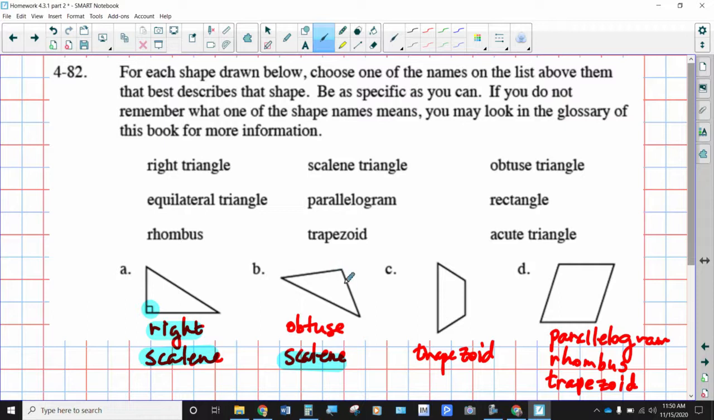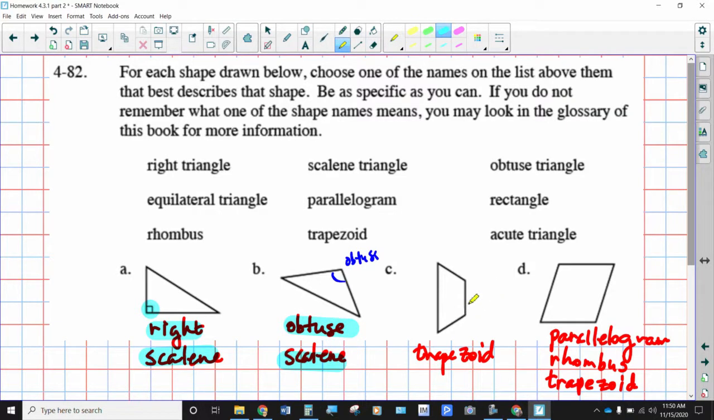A little bit wider. So if this is the angle that's a little bit wider than the right angle, then this would be an obtuse angle, which makes this an obtuse triangle. So, this would be considered an obtuse scalene triangle.